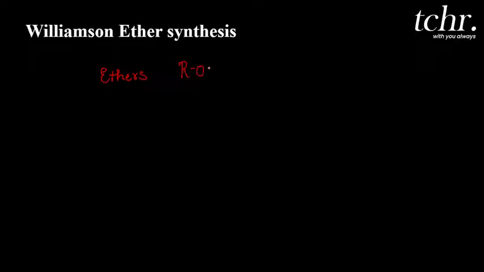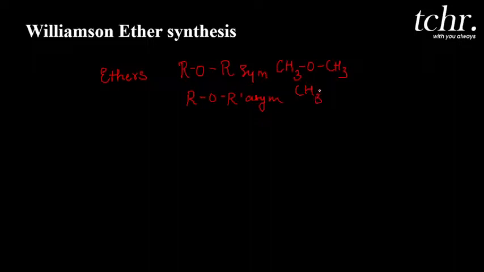Once again, if we recall, ethers are written as ROR or ROR dash. That means ethers can be symmetrical or asymmetrical, right? For example, the IUPAC nomenclature of ethers: CH3OCH3 is methoxymethane, or CH3OC2H5 is methoxyethane, right? So we have already discussed in the previous video how to give the IUPAC nomenclature of ethers.